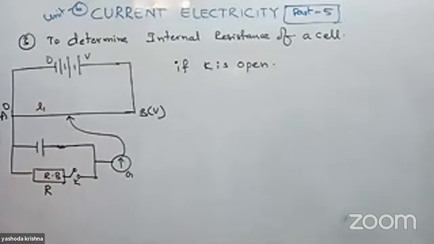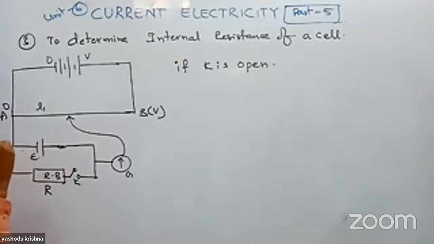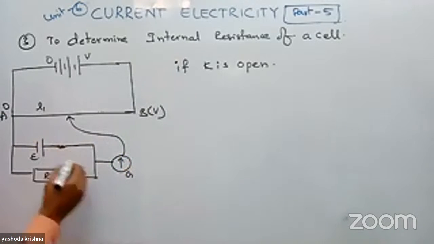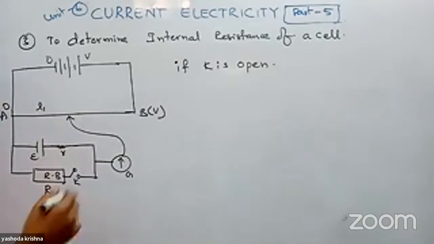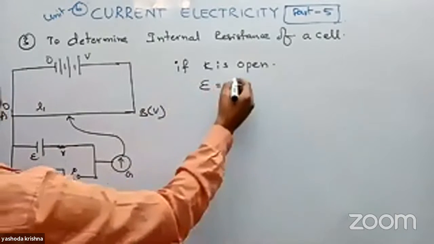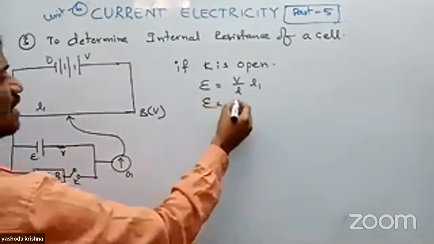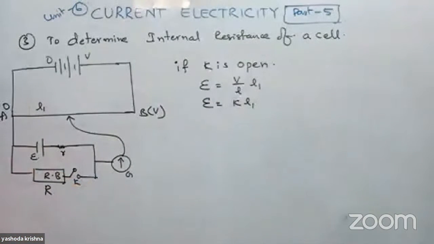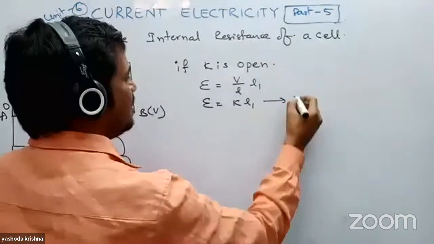If you take L1, with K open, the total circuit has EMF epsilon or E. The total resistance includes r, the internal resistance of the battery. Then epsilon is equal to V by L into L1. That is the EMF of the battery.